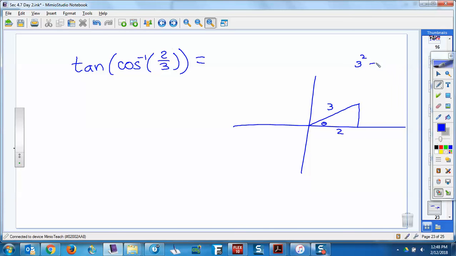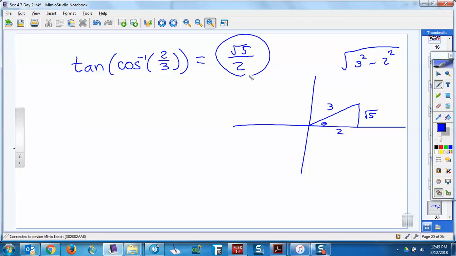3 squared minus 2 squared, and then the square root. Right? We have to take the hypotenuse squared, Pythagorean theorem. So we take 9 minus 4, which is 5. So isn't this side going to be the square root of 5? Right here. So what's the tangent? Square root of 5 over 2.